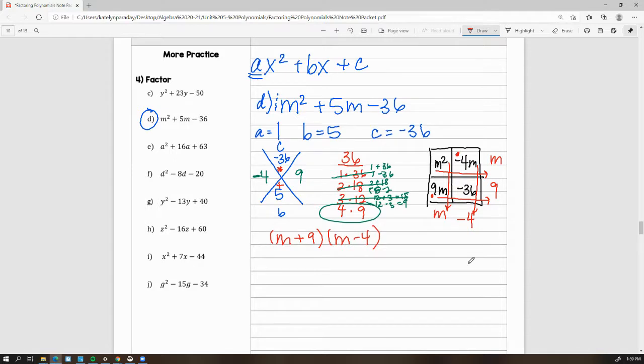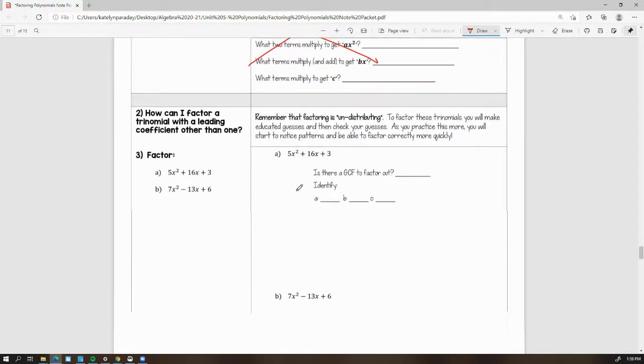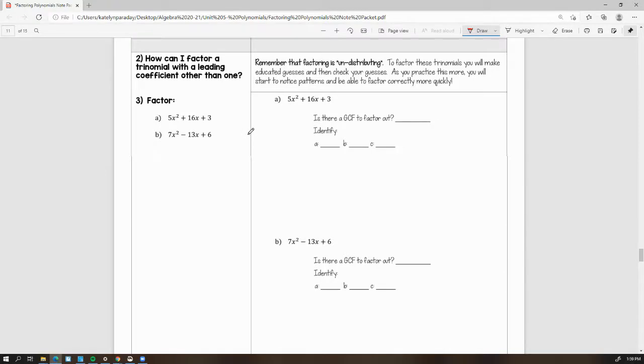Not yesterday, but the day before, we didn't talk about when there was a number in front of x. So now that's what we're going to do. I'm going to skip this multiplying. You guys know how to multiply, so we're just going to go through that. How can I factor a trinomial with a leading coefficient other than 1? I like to call these the ones where a is greater than 1. The ones before were a is equal to 1.